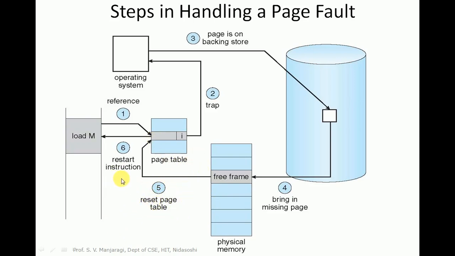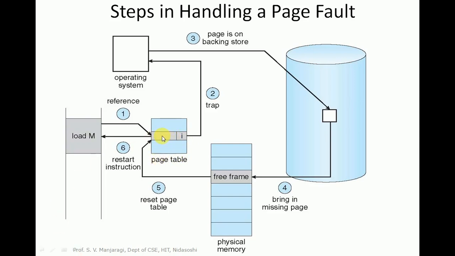This diagram we already learned, and let us recall what a page fault is. Suppose that you want to make a reference to a particular page, M. It means you want to load page M into some free frame in the physical memory. We make a reference to the page table, and you find that its entry is marked as invalid. This bit is called the valid invalid bit.